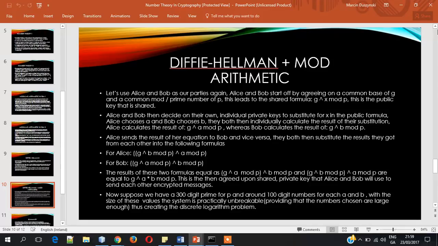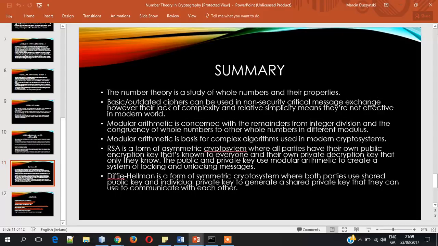The result of the two of those formulas is equal to G to the power of A multiplied by B modulo P, which is then agreed upon as a shared private key that Alice and Bob will use to send each other encrypted messages. Now suppose we have a 300-digit prime for P and around a 100-digit number for each of A and B. With the size of these values, the system is practically unbreakable, providing that the numbers chosen are large enough. So if you choose your numbers right, it's going to be very tough to break Diffie-Hellman. Not as hard as RSA, but still tough.